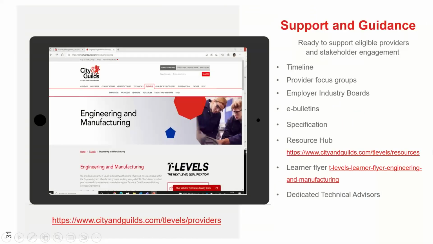So as normal, support and resources are there throughout for the engineering manufacturing T level. You've got the resource always, a one-stop shop for everything that you want to see regarding the T levels. You've got the learner flyers that we've created that are dedicated, that can be used for recruiting of learners onto T levels, as well as employer industry boards that we have set up as well, and loads of specifications, and also your dedicated technical advisors as well.